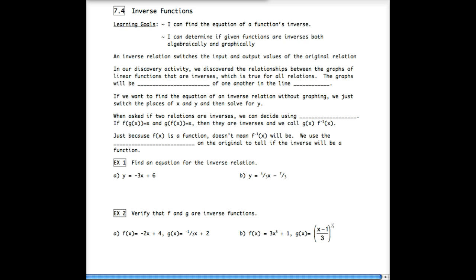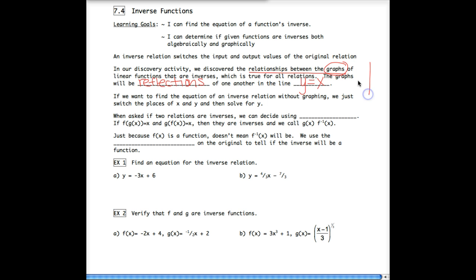Also, in our discovery activity, we discovered the relationships between the graphs of the linear functions that are inverses. The two functions you worked with in the activity were both lines, but the relationships we discovered are going to be true for all types of relations. The graphs of inverse functions will always be reflections of one another, and not just any reflection, always a reflection in the line y equals x.